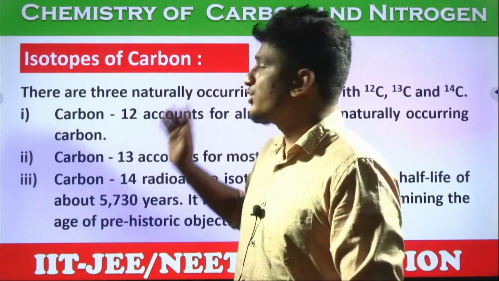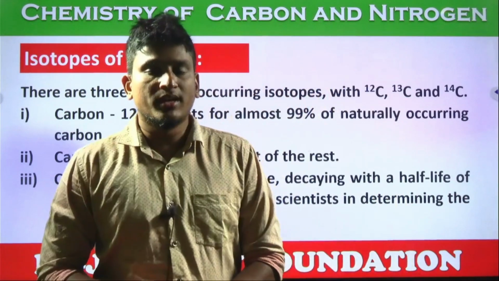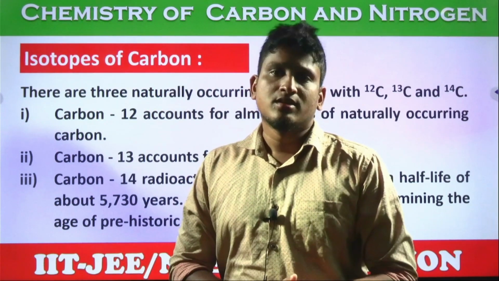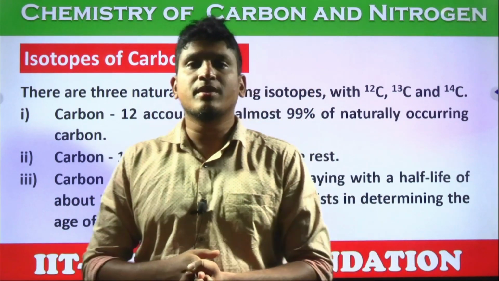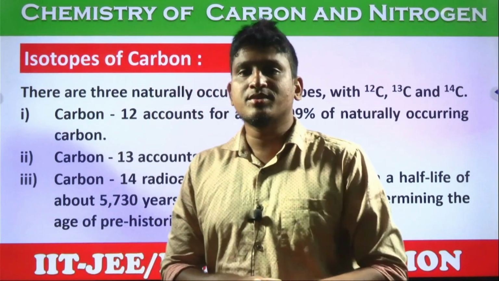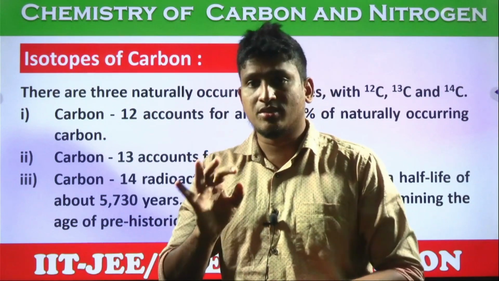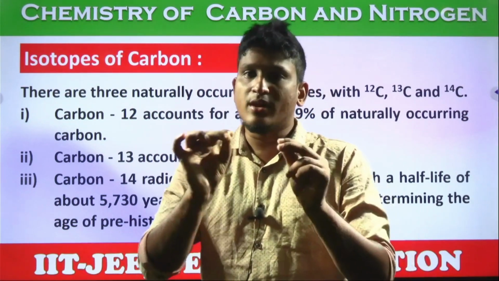So, isotopes of carbon. What is an isotope? Atoms of elements with the same atomic number but different mass number. So what is the atomic number of carbon? The atomic number of carbon is 6. What is its mass number, students? Carbon's mass number is 12. That means it contains 6 protons and 6 neutrons. That is called the C12 isotope, yes or no?